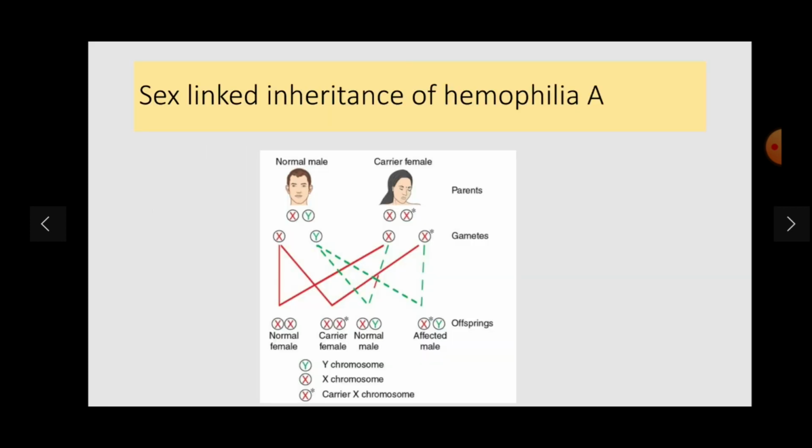Hemophilia A is an X-linked recessive disorder. So males are usually affected because they have only one X chromosome, and females are usually carriers because they have two X chromosomes. Even if one X chromosome contains the abnormal gene for the synthesis of factor 8, the other X chromosome usually carries the normal gene for the synthesis of factor 8. Carrier females can transmit this disease to their male offspring.